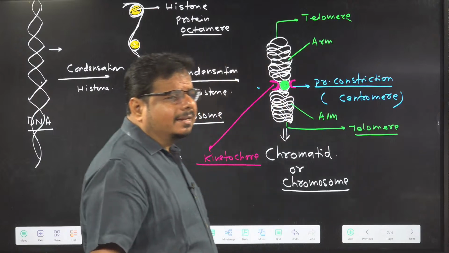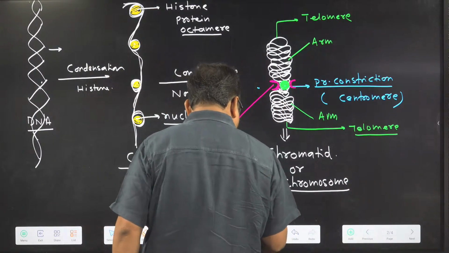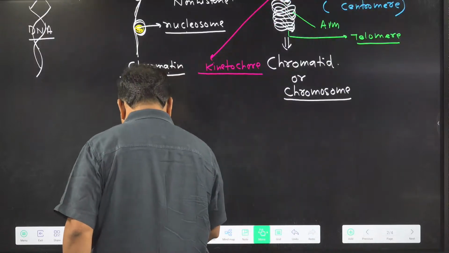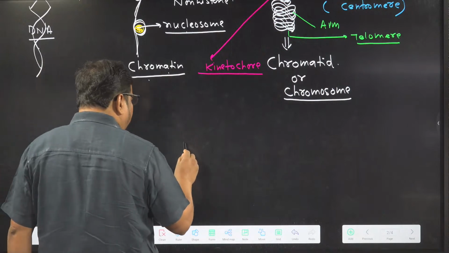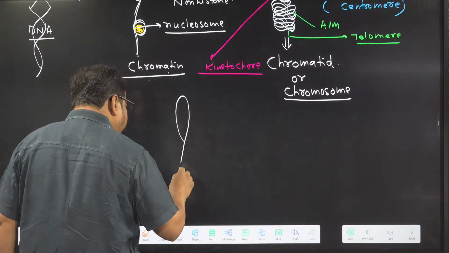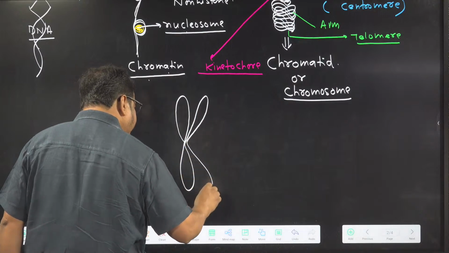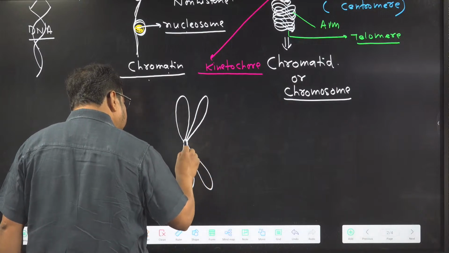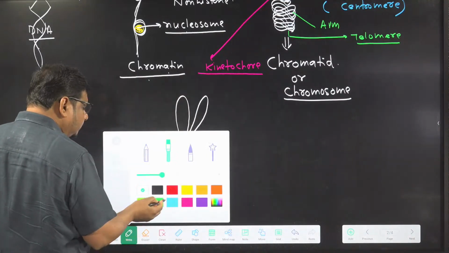Now you will ask a question to me. Usually a student asks, sir, in my knowledge, what I have studied, in my mind the picture of a chromosome is like this. Since childhood, I have been studying the chromosome like this only.